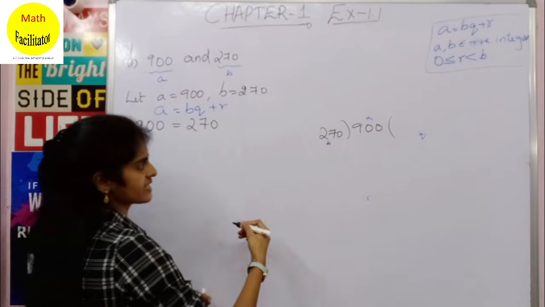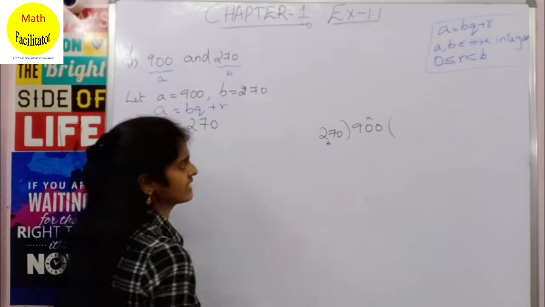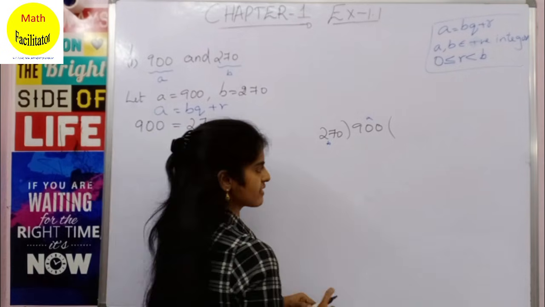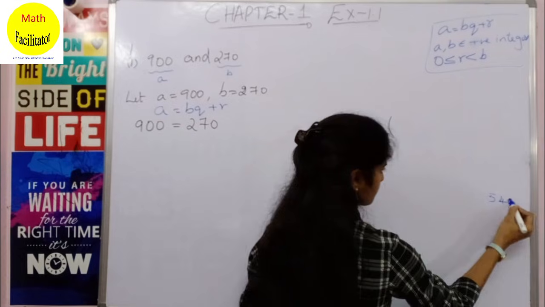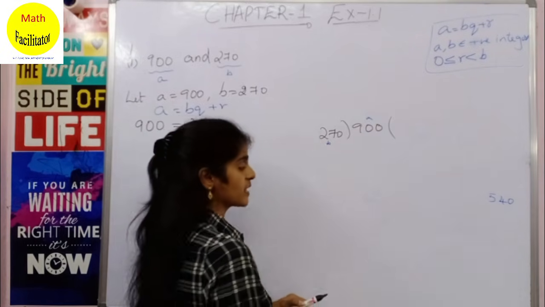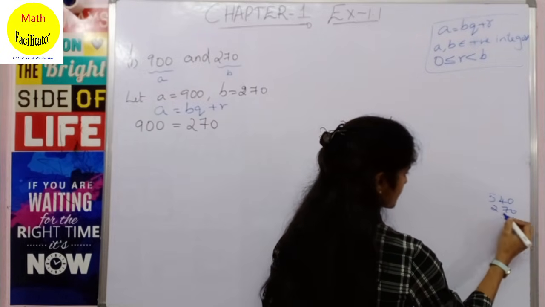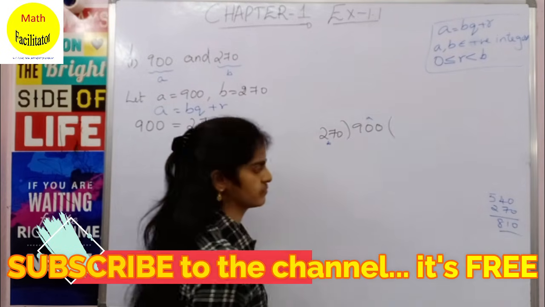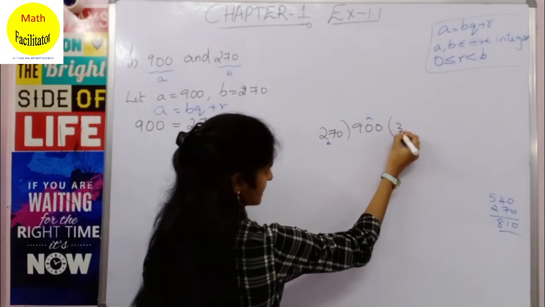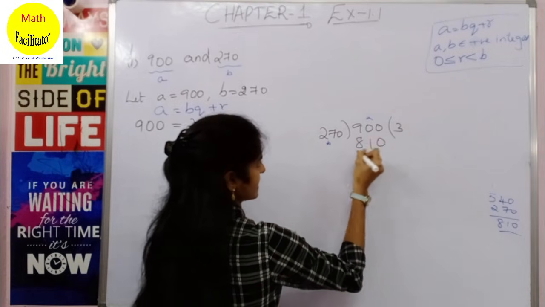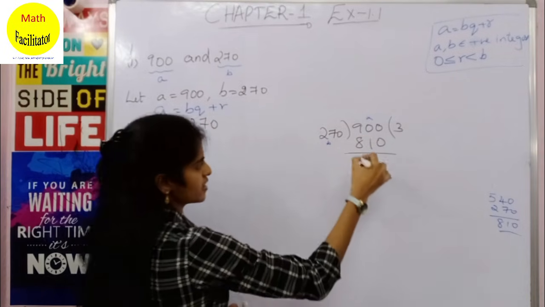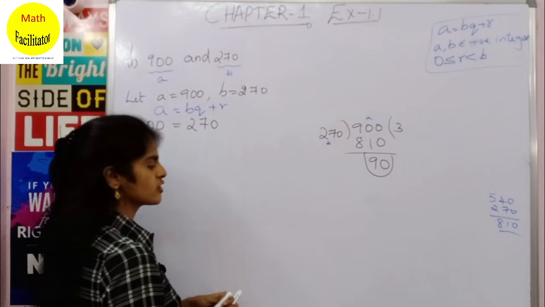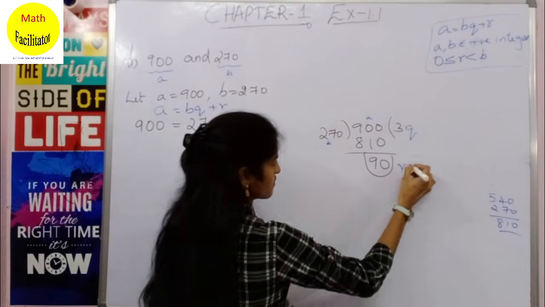Now let us write. You know that 270 multiplied 2 times gives you what? 27 2s are 54, so 270 multiplied 2 times gives you 540. Now 270 multiplied 3 times means 540 plus 270, so it gives you 810. 900 minus 810 gives the remainder 90. Clear? So this is quotient, this is remainder.